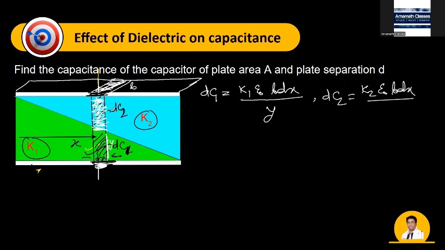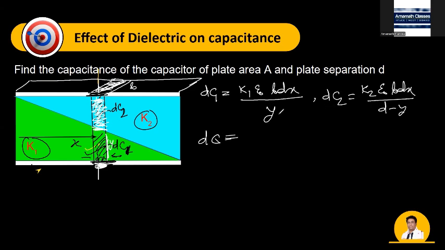But remember, if it is y, then this portion will be d minus y, because total distance is d. We have already assumed. So d minus y. And dC1 and dC2 are in series, so net will be what? Multiply by the sum only. dC will be multiplied by their sum.